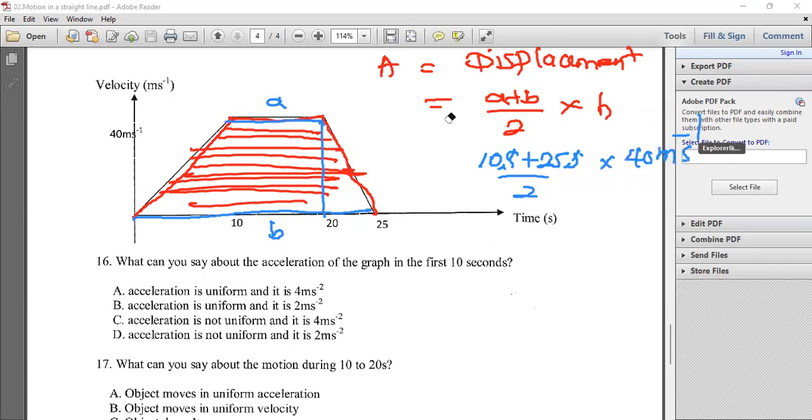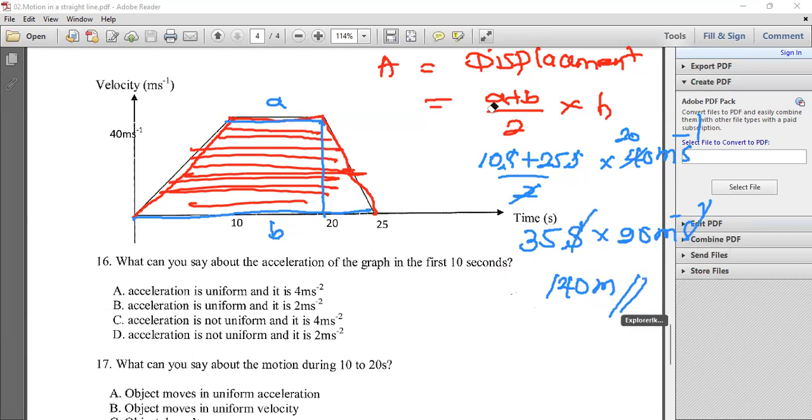Okay, so this is 20. 10 plus 25 is 35, isn't it? 35 seconds into 20 ms minus 1. So it's going to be 140 meters, plus second and minus second cuts off. Okay, that's how you get the answer.